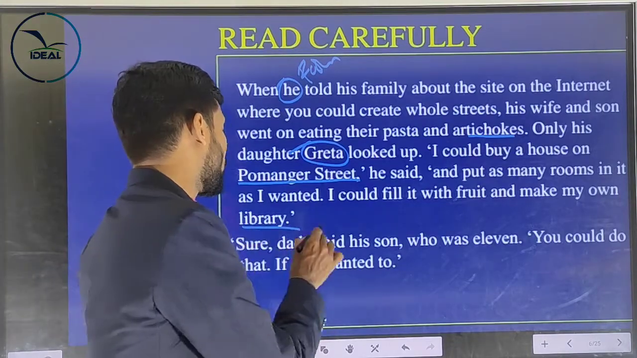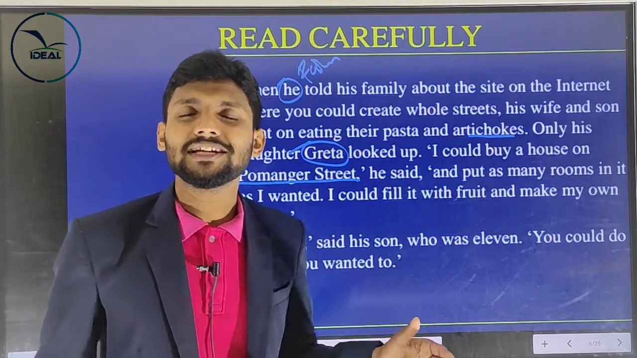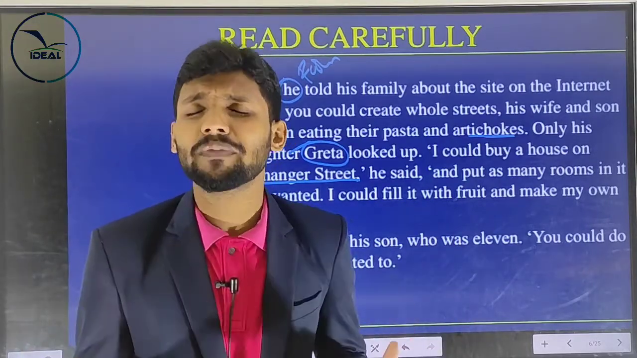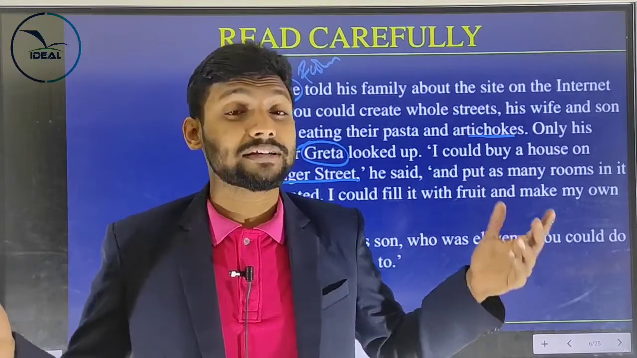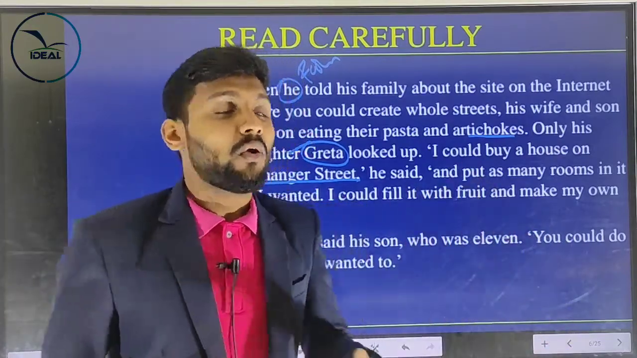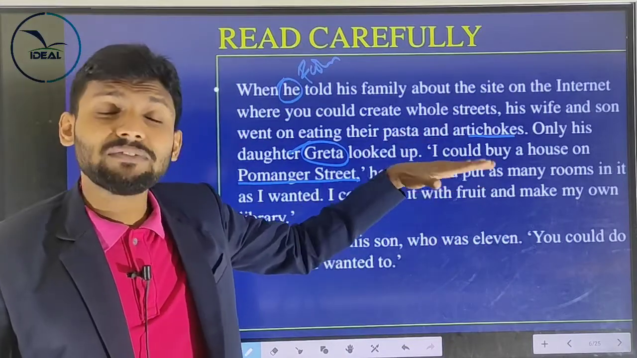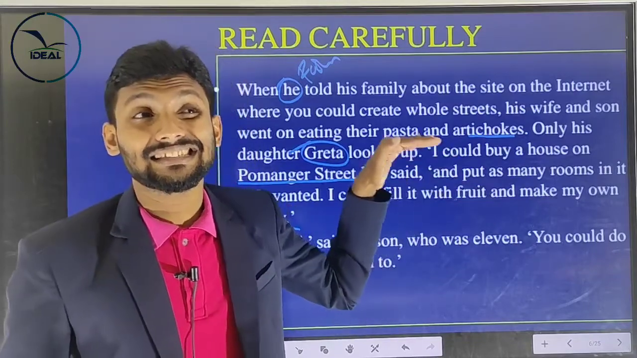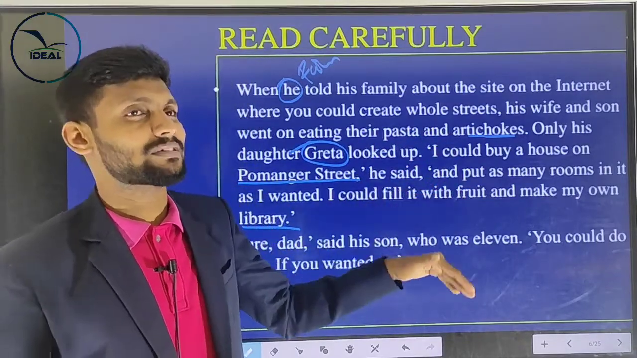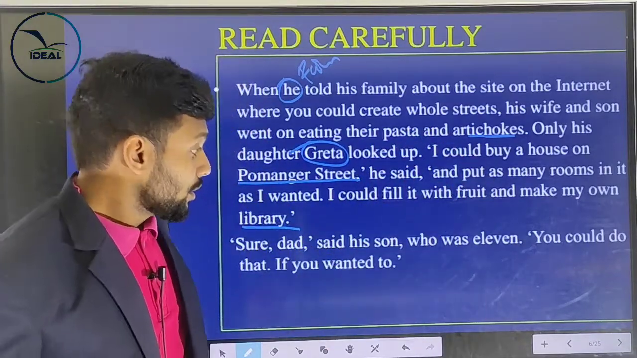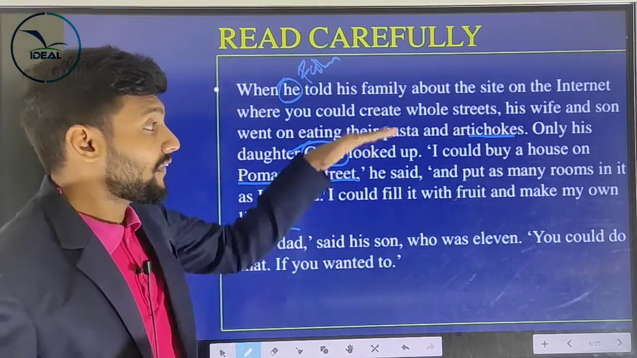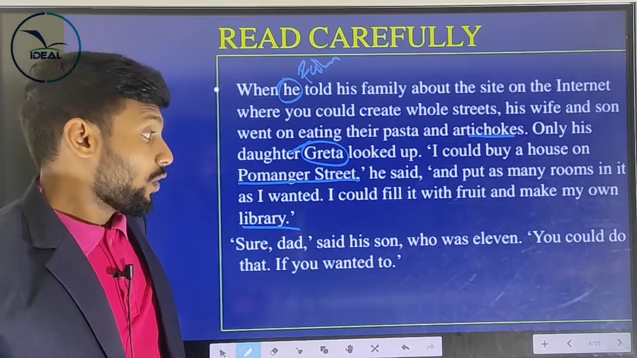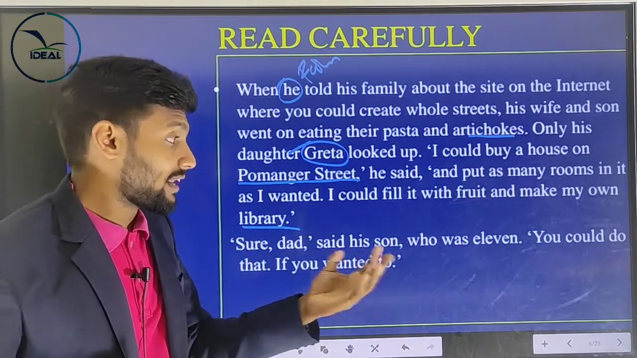So these all were words of father. He told, there is a site, I can make a library there, I can make a home there, I can buy a home on Pomanga Street, everything I can do. All these words are from father. Whenever he was saying that, his son and wife went on eating, and his daughter Greta looked up and was listening to father. Sure, Dad, said his son. When father made all this comment, what was the comment from the son? He's sure, Dad. That boy was 11 years old.